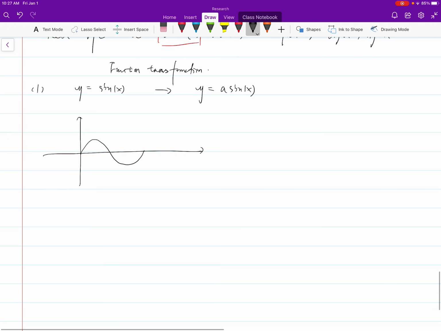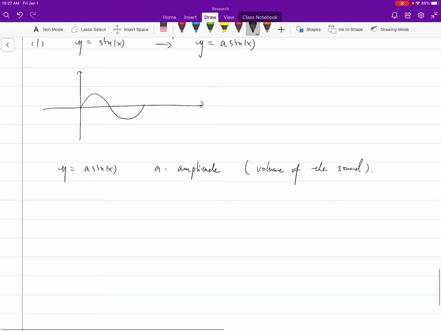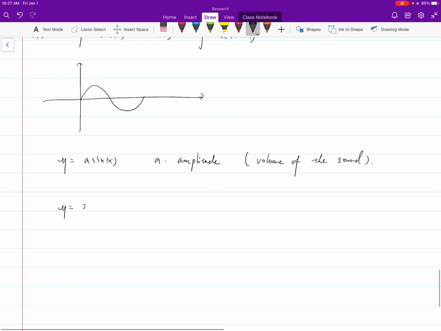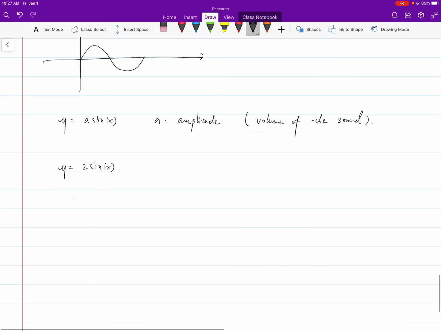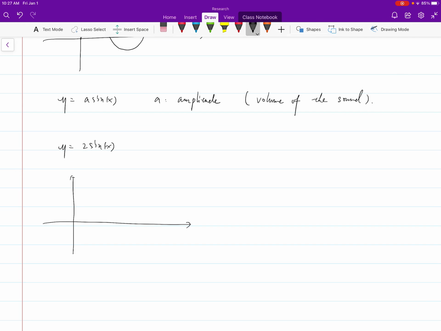If you try to recall, we have 3 types, and we are going to use the 3 types. The first one is called amplitude. This A is called amplitude, which will make your voice louder, so it affects the volume of your sound. The bigger the number, the bigger the sound, of course. So for example, if you have y equals 2 sine x, what will that change? That would take all the values and double them in the y direction.